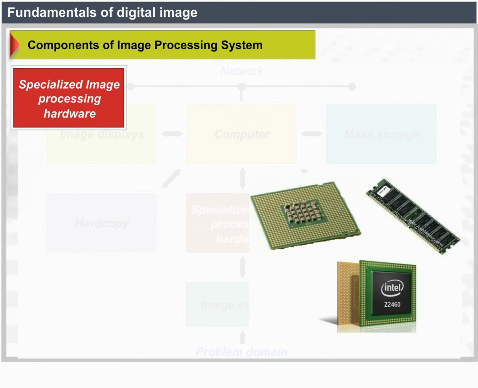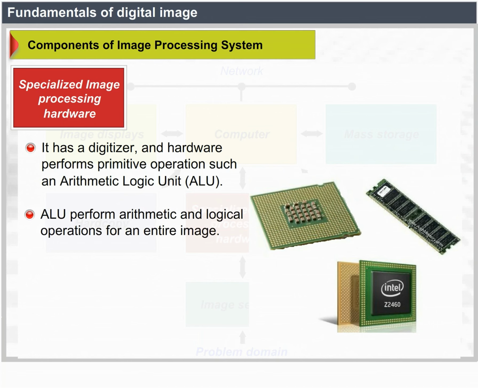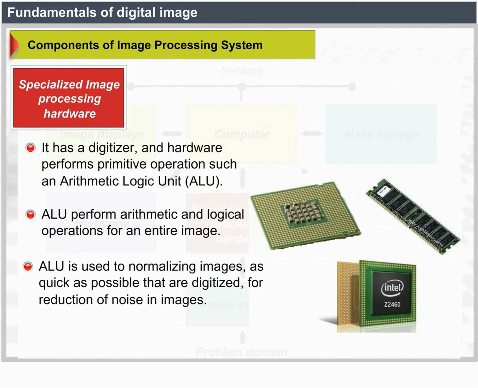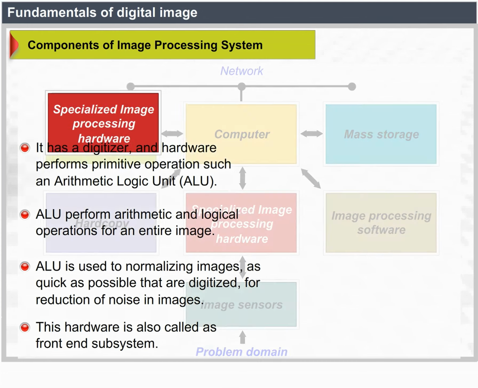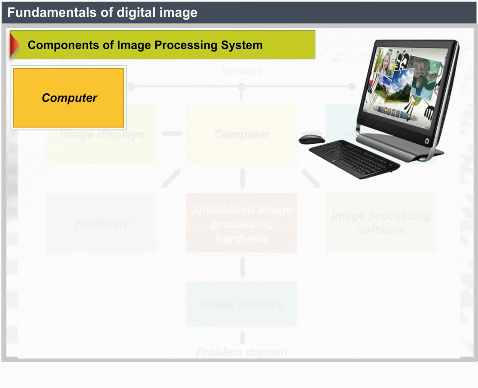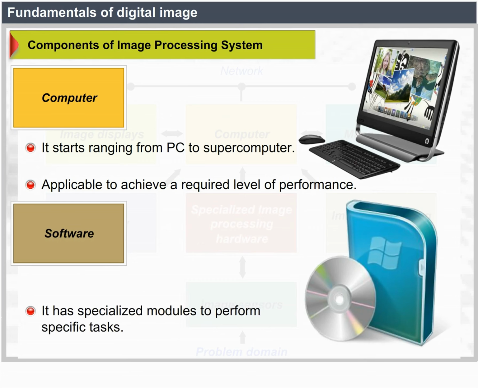Specialized image processing hardware. It has a digitizer and hardware which perform primitive operations such as arithmetic logic unit. ALU performs arithmetic and logical operations for entire images. ALU is used for reduction of noise in images. This hardware is also called as front-end subsystem. Computer. It can range from PC to supercomputer, used to achieve a required level of performance. Software. It has specialized modules to perform specific tasks.